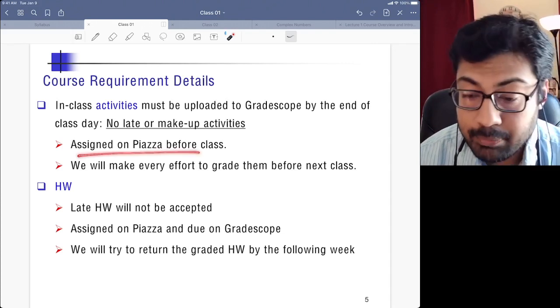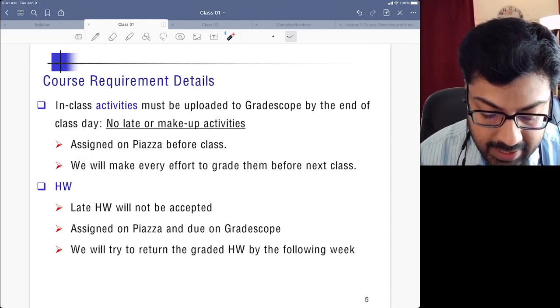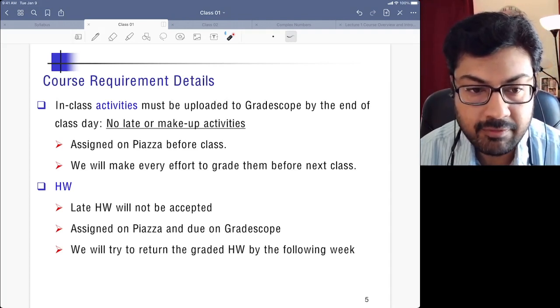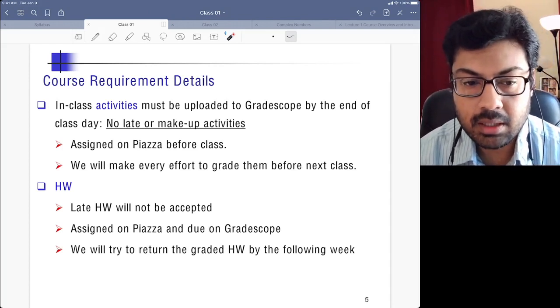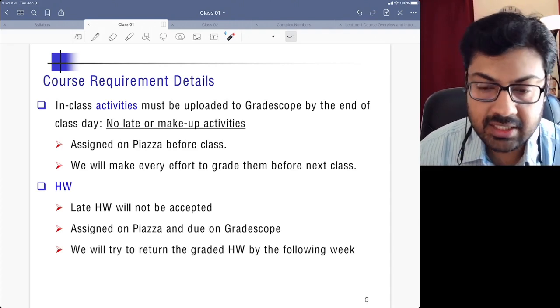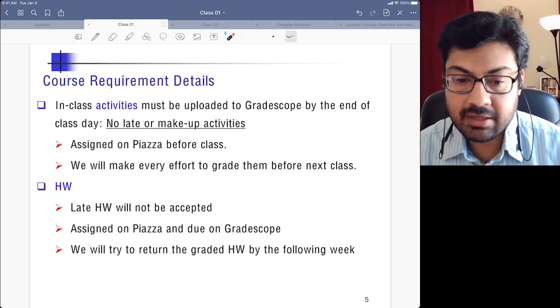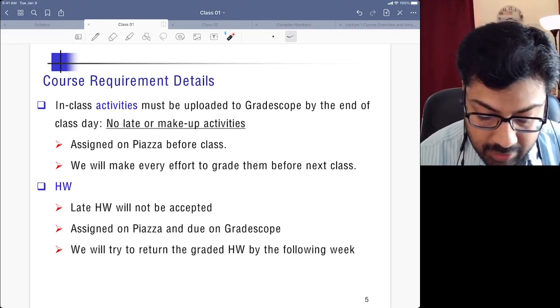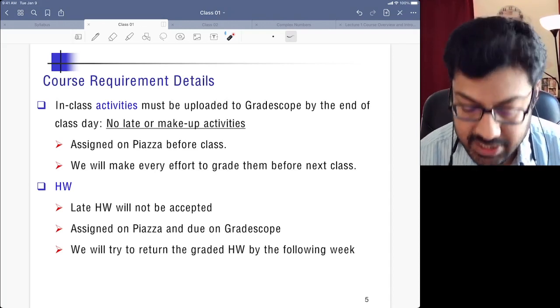Let's see. It's assigned on Piazza, and I usually assign that before class. And then you will be submitting that before 11:59 p.m. tonight. Generally it's going to be basic Coco material, nothing too difficult. But we need to establish that we all know these things before we continue with computer architecture. We are going to make every effort to grade those activities by the next class day.